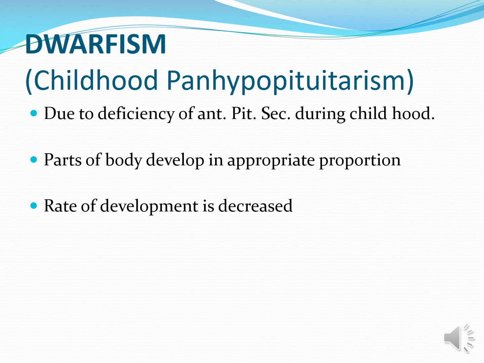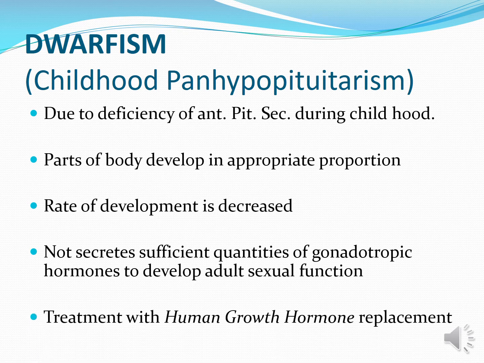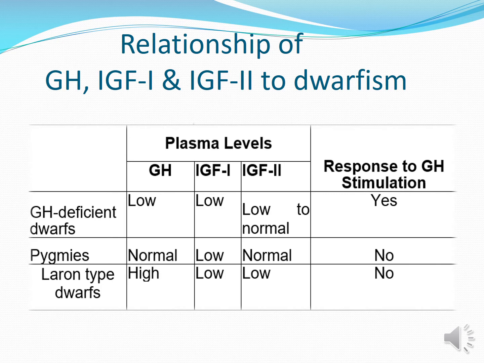A patient with hypopituitarism dwarfism does not secrete sufficient quantity of gonadotrophic hormone to develop adult sexual function. Treatment with human growth hormone replacement is indicated. In this slide, you can see the relationship of growth hormone, IGF-1 and IGF-2 to dwarfism.